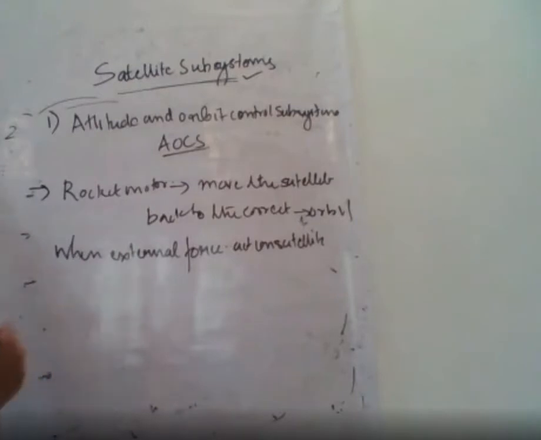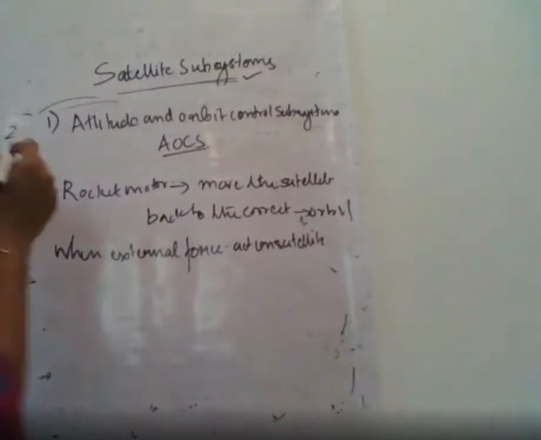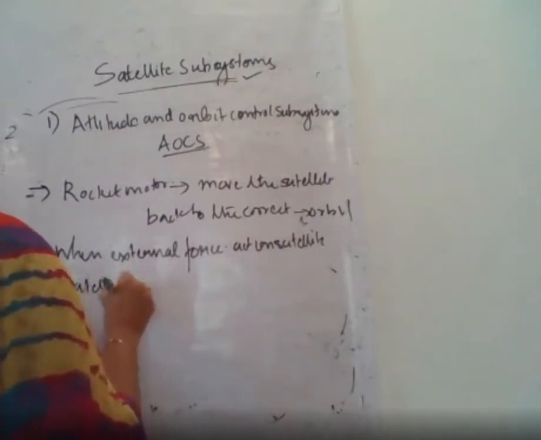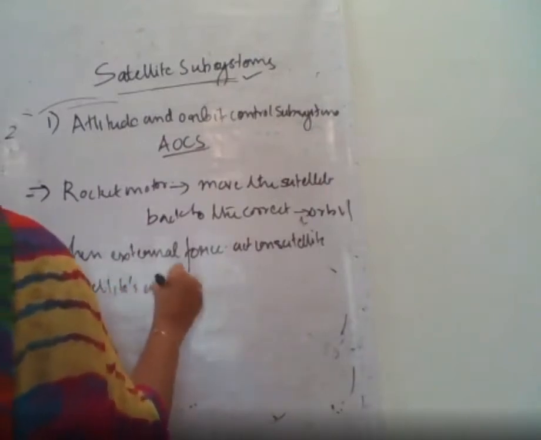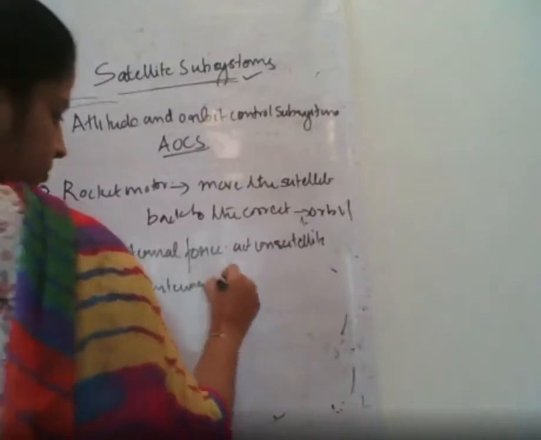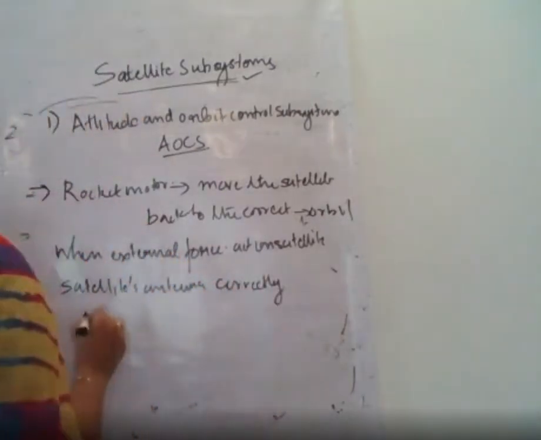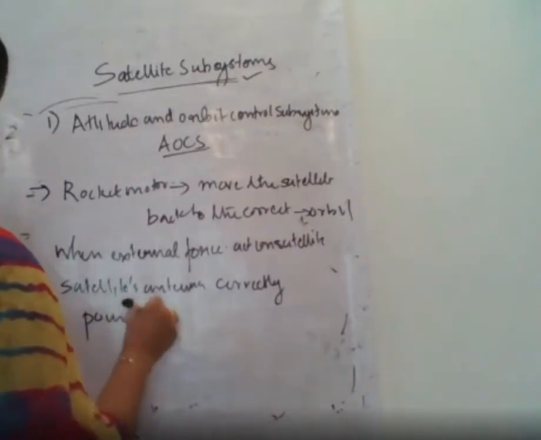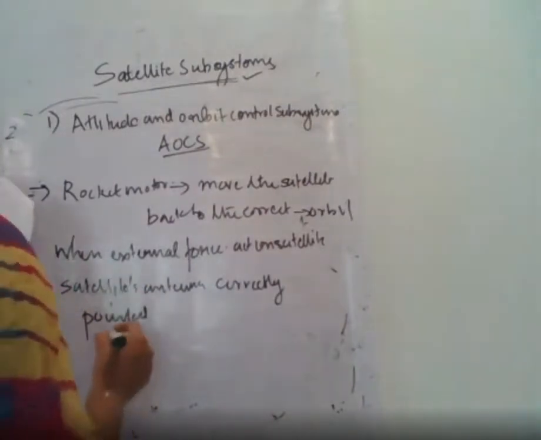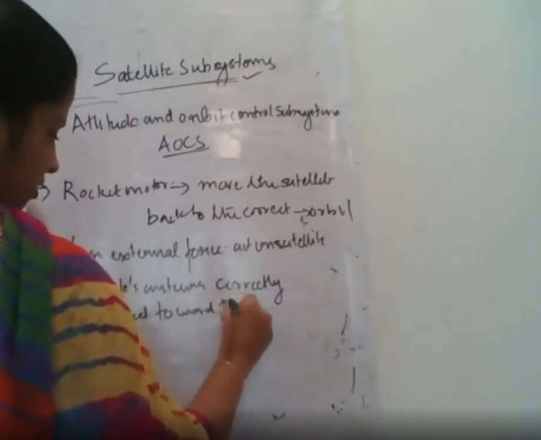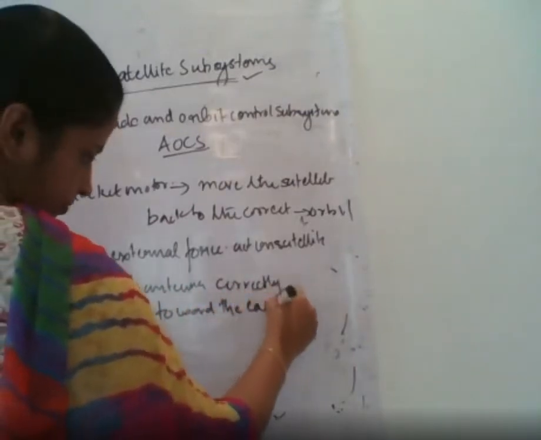And this attitude and orbit control system must be controlled in such a way that the satellite antenna is correctly pointed towards the earth. The satellite antenna should be correctly pointed towards the earth station antenna.